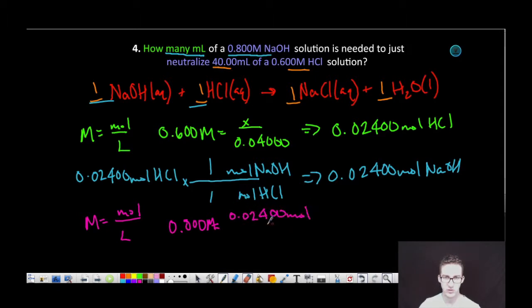So 0.02400 moles over X. Watch out here. You're actually going to be dividing your 0.02400 by 0.8 to get 0.0300 liters, or 30.00 milliliters of NaOH required.